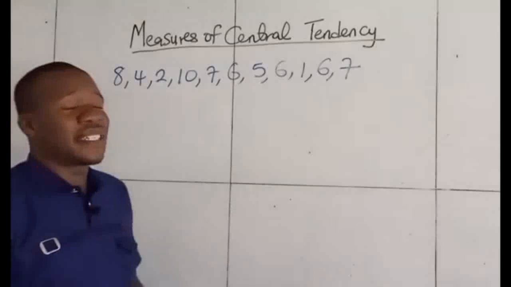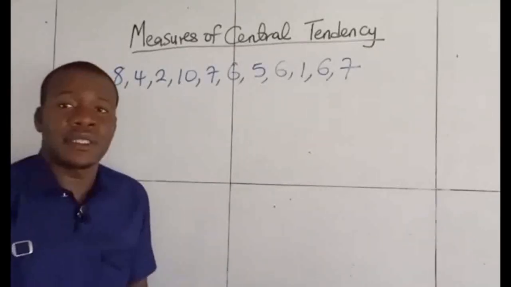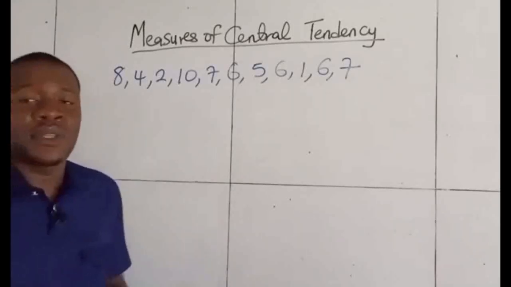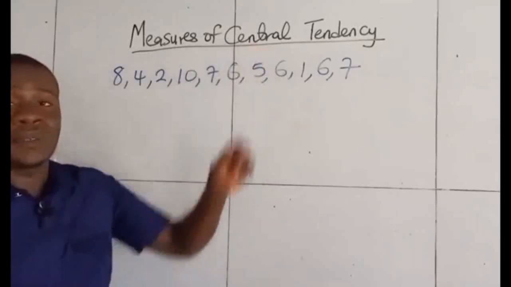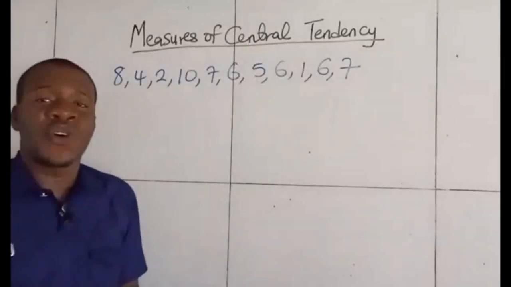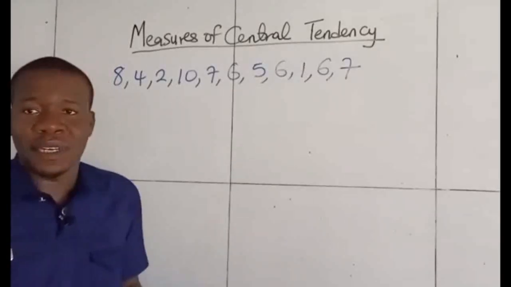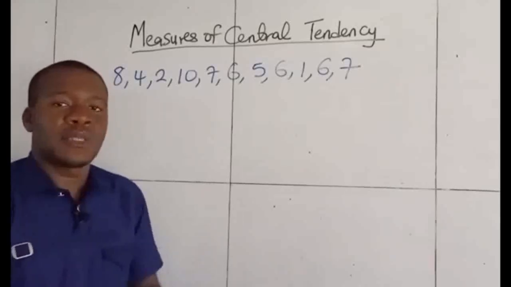Today, I want us to look at measures of central tendencies. In statistics, when we talk about measures of central tendencies, because of the root word central, we are looking for the central score or central number that can represent the entire number or the entire scores in the distribution. I'm going to explain that very well.